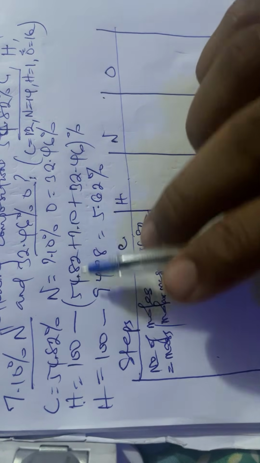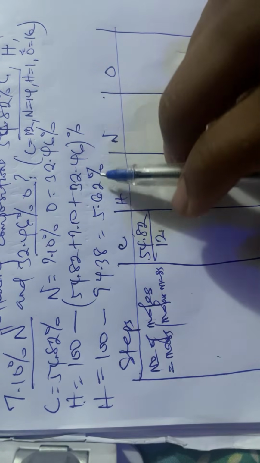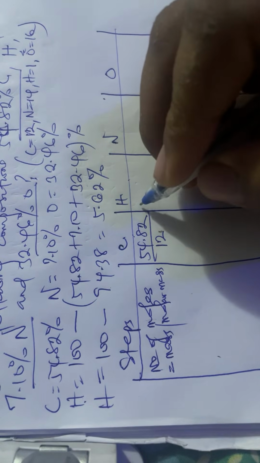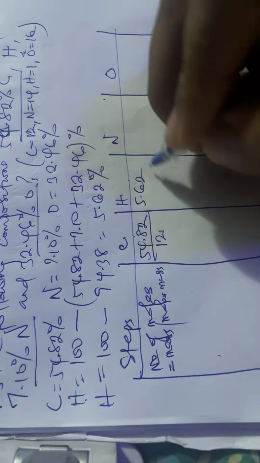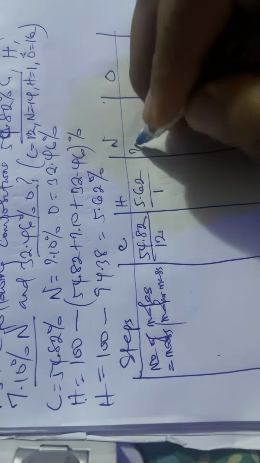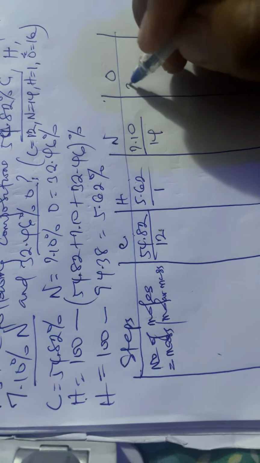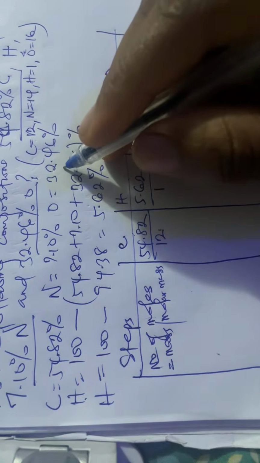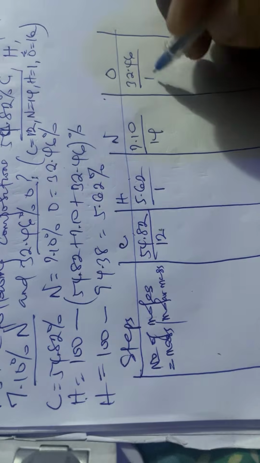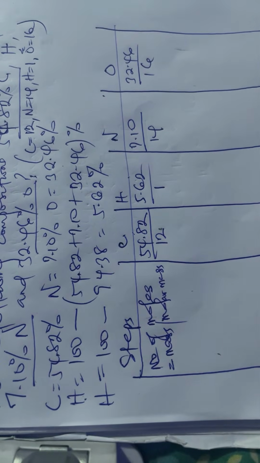Let's look at hydrogen. Hydrogen has a percentage by mass of 5.62, so 5.62 divided by 1. Nitrogen is 7.10, and the molar mass of nitrogen is 14. Oxygen is 32.46, that is what we are given, so divide it by 16. All right, then you solve.